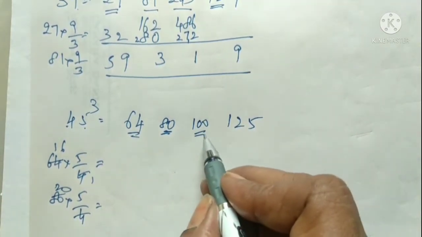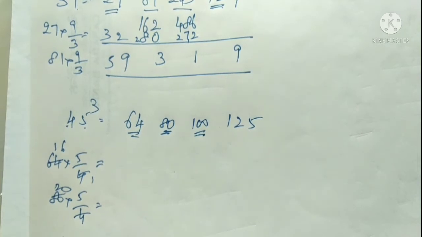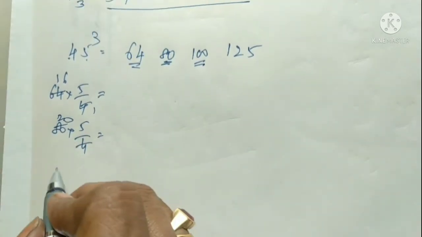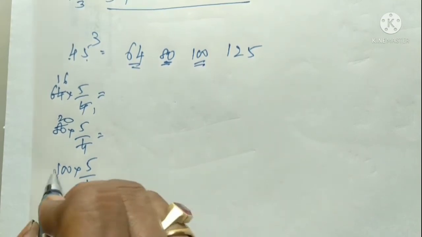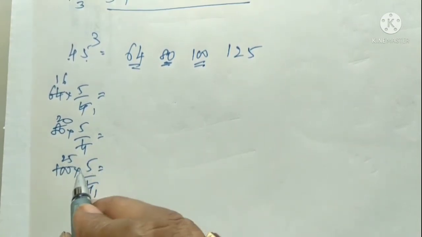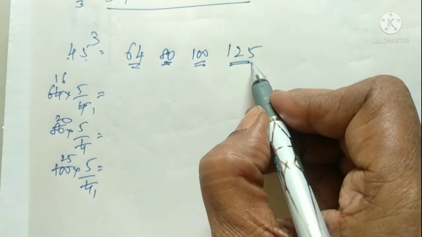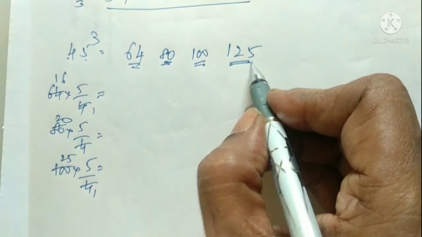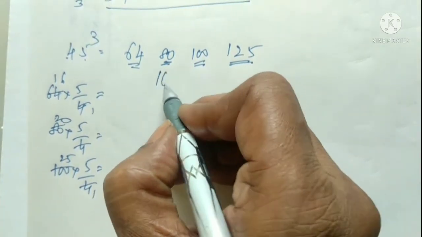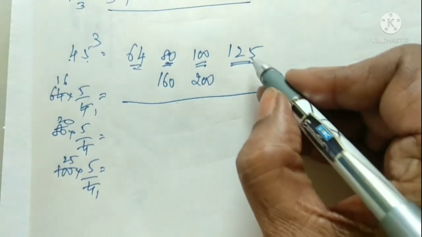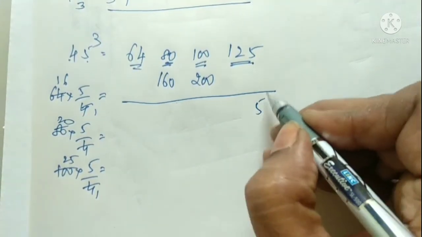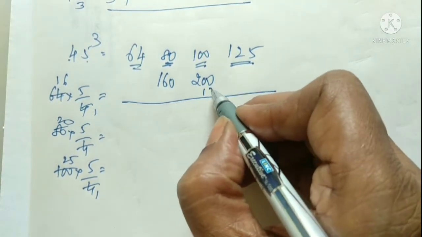Now, this 100, when you multiply it by 5 by 4, you get 125. That's how we have to counter check. Now, let us double. This is 160 and this is 200. Now, while adding, we have to take only 5. This 12 is to be added here.